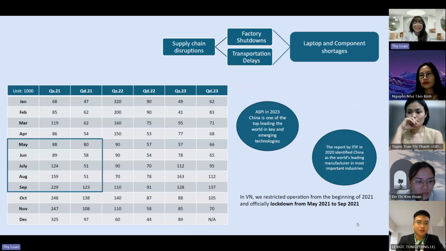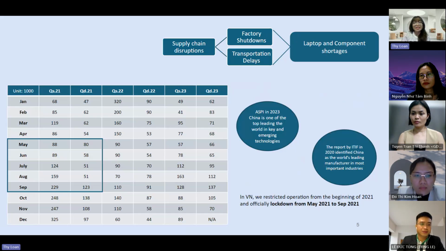Following the report by ITIF in 2020, China is the world's leading manufacturer in most important industries. And following the ASPI in 2023, China is one of the world's top leaders in key and emerging technologies. Thus, lockdown started in China in 2020 and then spread to other countries, affecting supply in Vietnam. And then the Vietnam government restricted operations from the beginning of 2021 and officially locked down from May to September 2021.